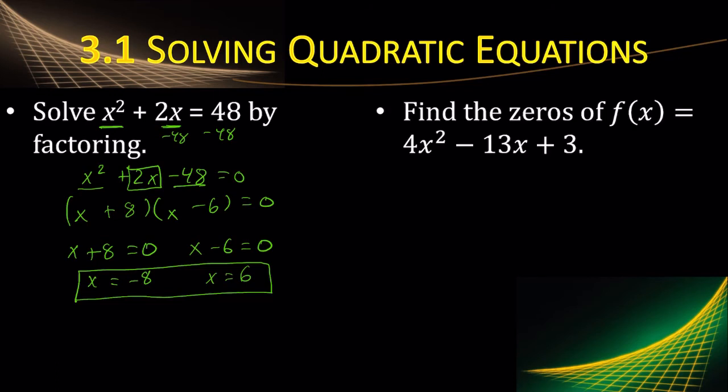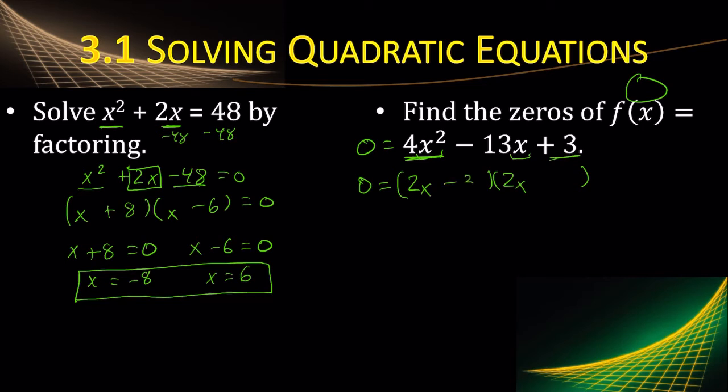Let's try another one. Find the zeros. When you find the zeros, you just make f of x 0. So we'll have 0 equals the function. And I see there's both an x squared and an x, so you cannot solve by square roots. Let's try factoring. Look for a common factor. There isn't any. So we say what times what makes 4x squared? We might try 2x and 2x. Then what times what makes 3 would be a 3 and 1.